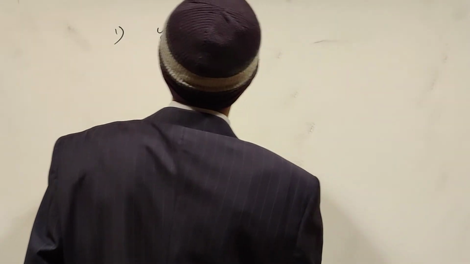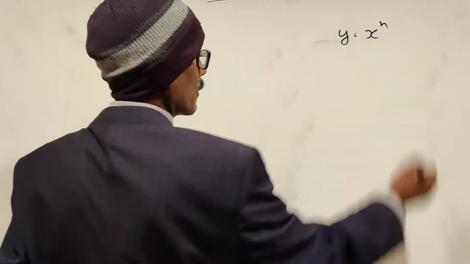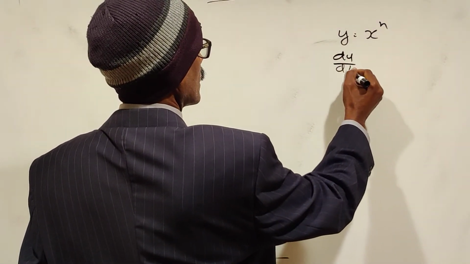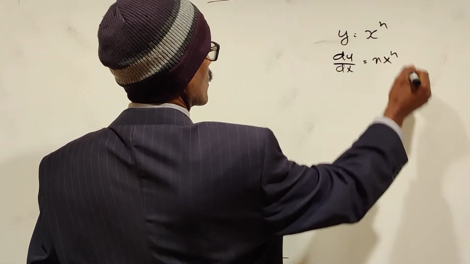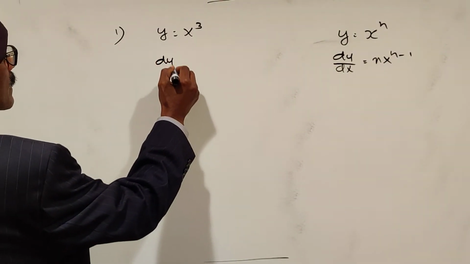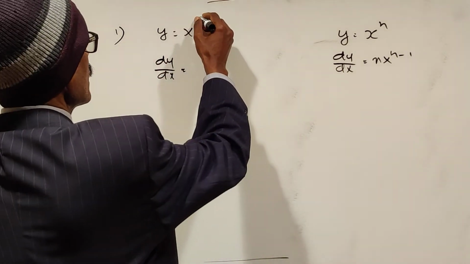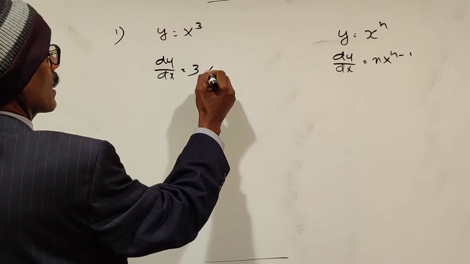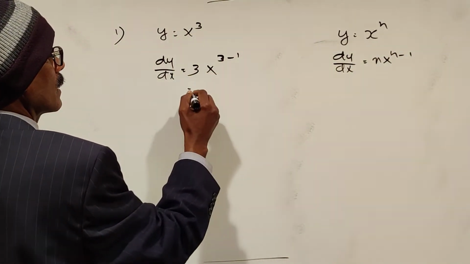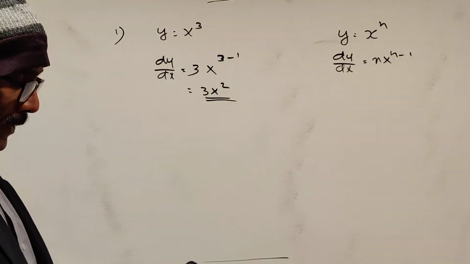So y is equal to x cube. What is the derivative of y is equal to x raised to n? That is the first formula: dy by dx equals n x raised to n minus 1. So the same thing. dy by dx equals, what is n here? n is 3, into x to the power n minus 1, 3 minus 1. That is 3x square. That is the first answer.